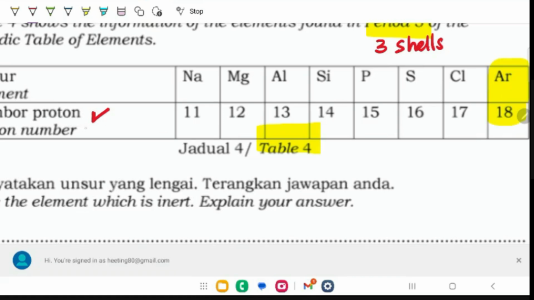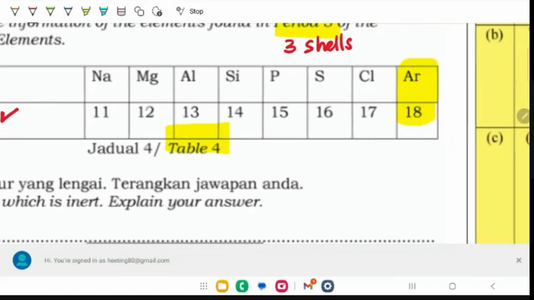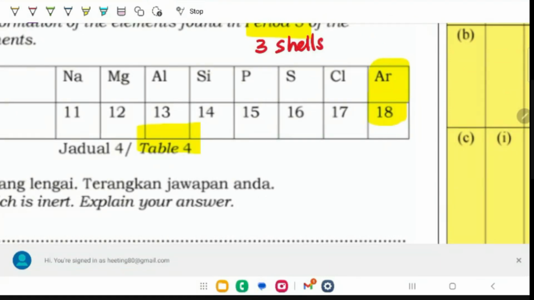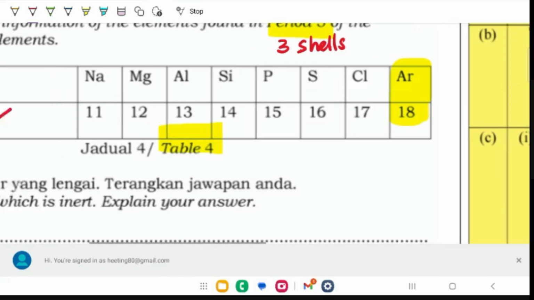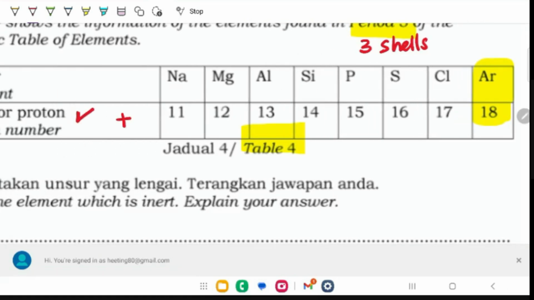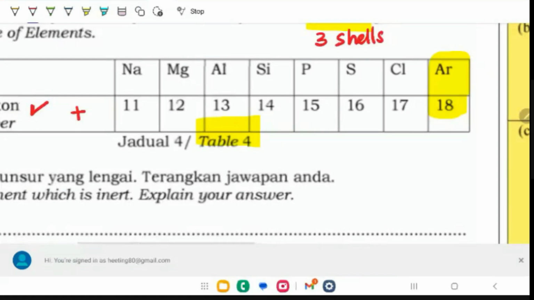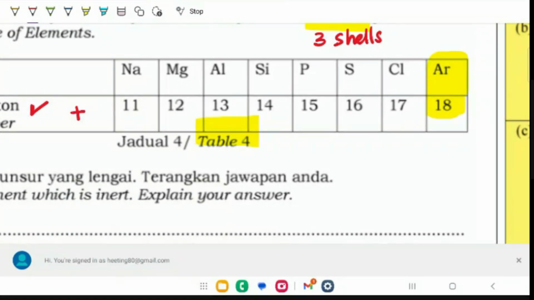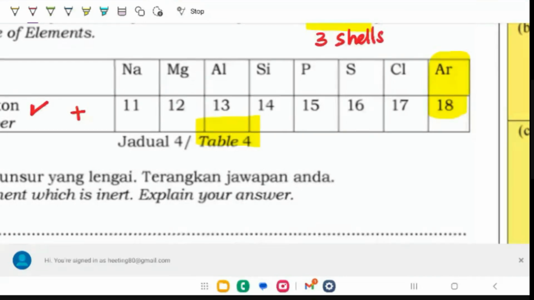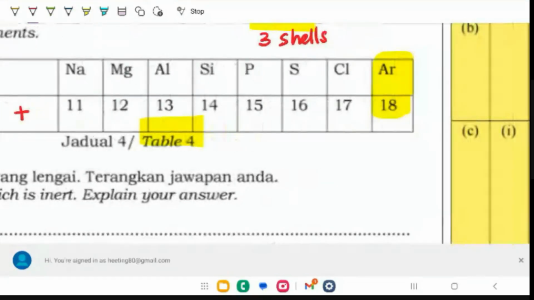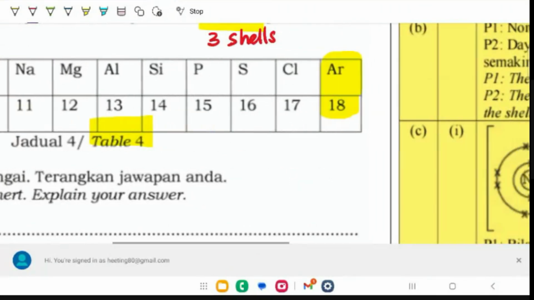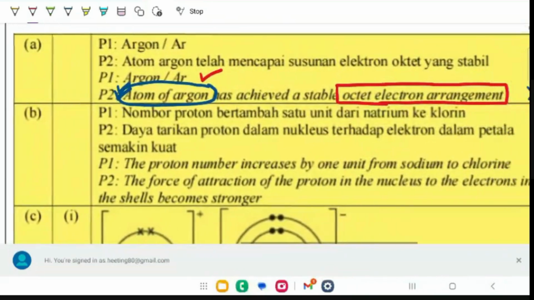Because the proton will attract the electrons, right? So sodium has 11, until argon which has 18 protons. The proton is in the nucleus, and the proton is positive, so it will attract the electrons in the 3 electron shells. If the protons are more, the force of attraction is stronger, then you pull the electrons closer to the nucleus. Then it becomes smaller.